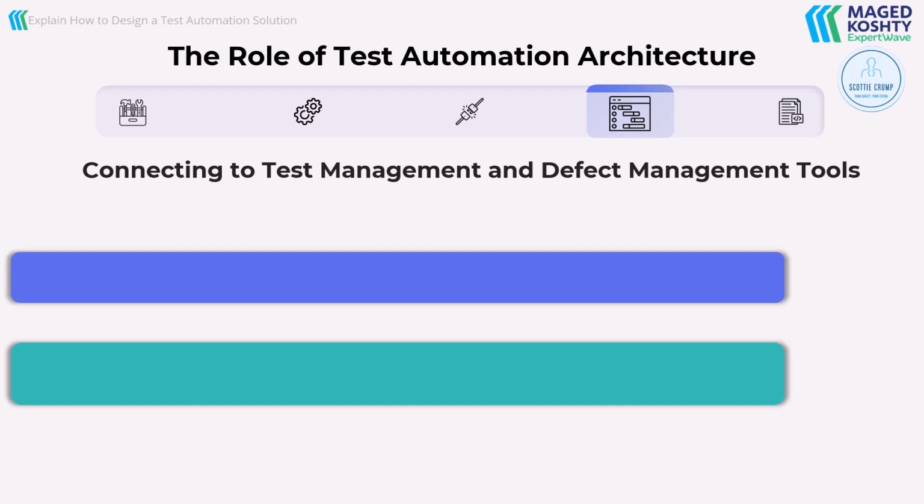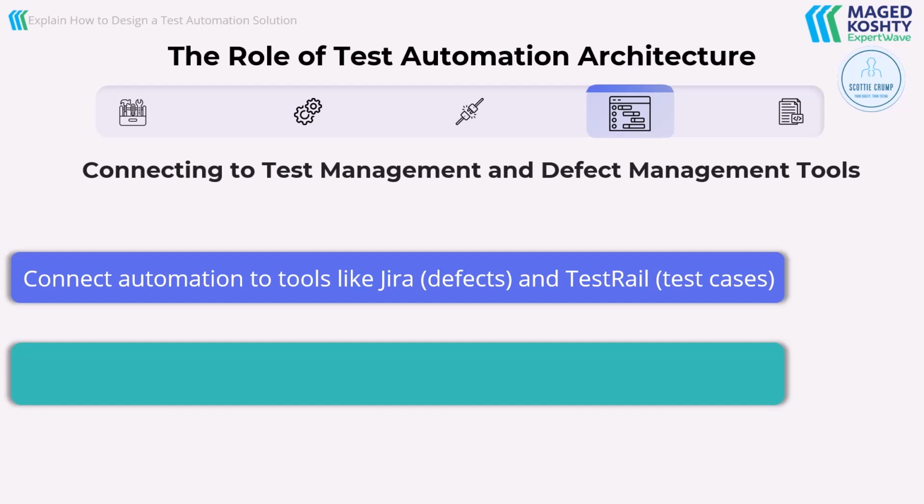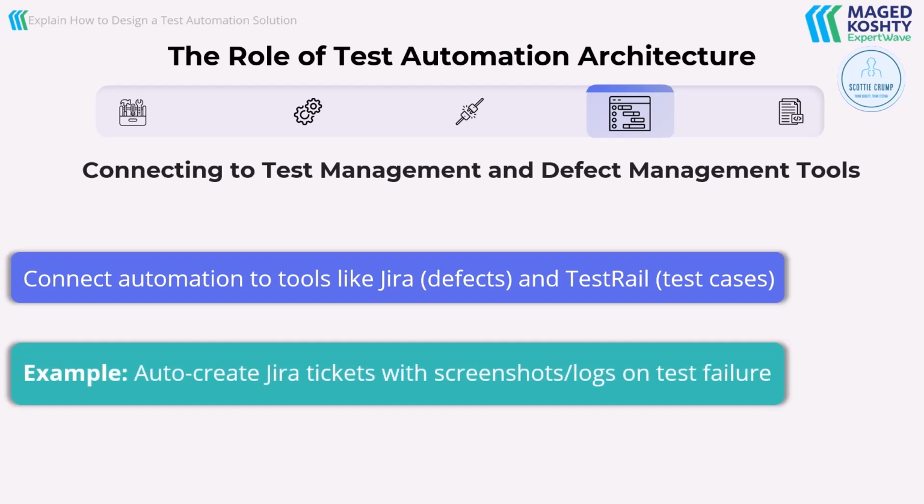Connecting to test management and defect management tools. Your test automation doesn't exist in isolation. It needs to connect to your test management and defect management tools. For example, when a test fails, you might want it to automatically create a defect in your bug tracking system like Jira. Or you might want to update the status of test cases in your test management tool like TestRail based on the results of your automated test.